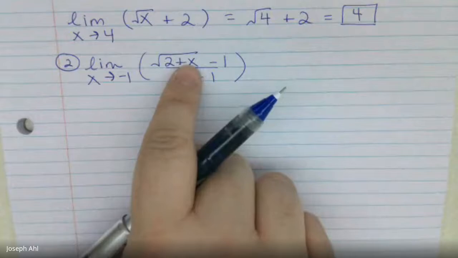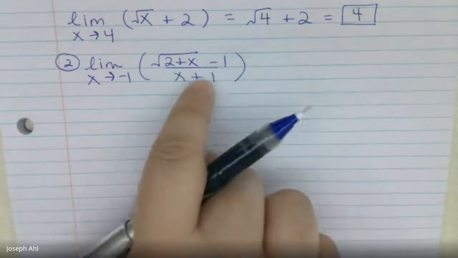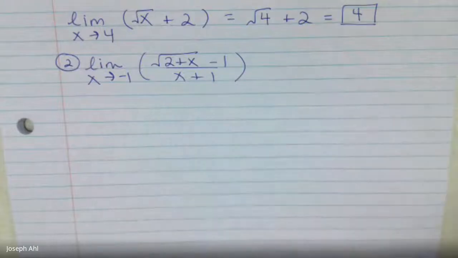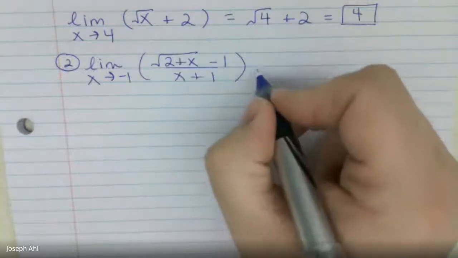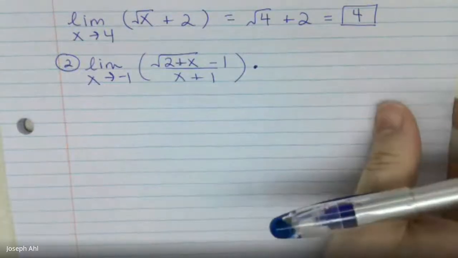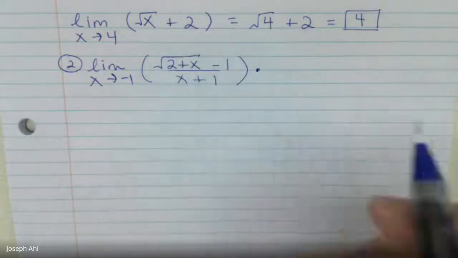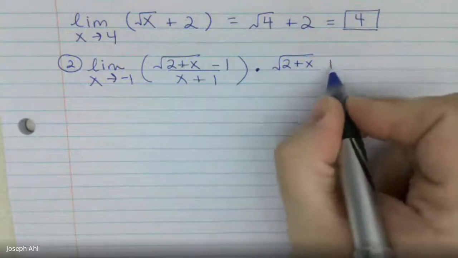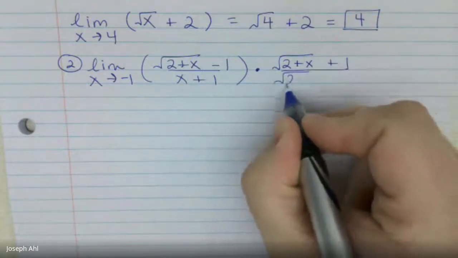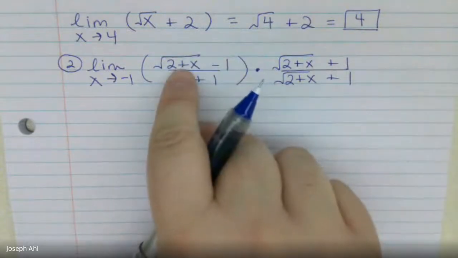If I plug in negative 1, we get the square root of positive 1, which is 1, minus 1 is 0. Negative 1 plus 1 is 0. So if you notice, either by showing the substitution or checking in your head that this is 0 over 0, we're going to multiply by the conjugate in this example as well. Notice how the radical's in the numerator, and that's okay. The conjugate's going to be radical 2 plus x plus 1, and we're going to multiply the top and bottom by that. Don't change the sign inside the radical.